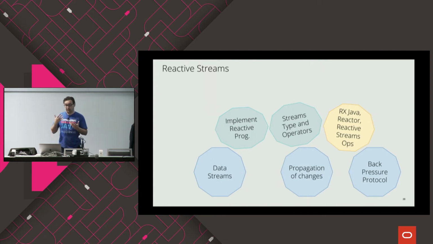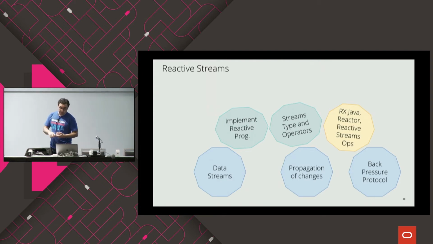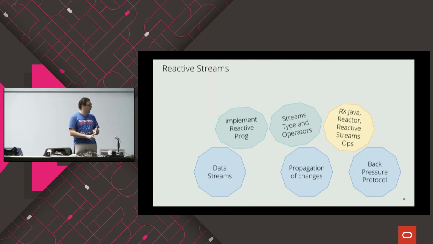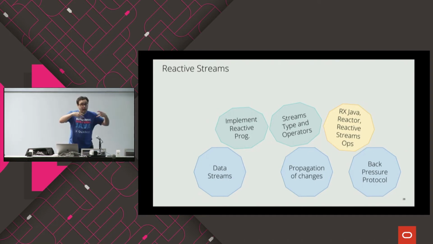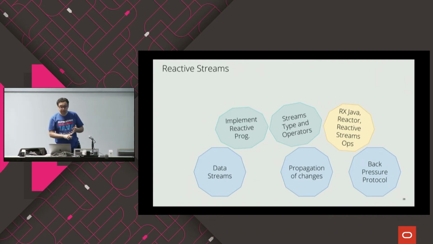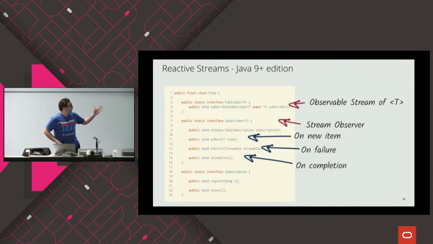And it's where we have reactive extension libraries such as RxJava, Reactor, or MicroProfile Reactive Streams Operators that implement the Reactive Streams back pressure protocol and provide stream types. They use different names depending on the library, and a set of operators, and we will be able to implement our reactive applications that way. So, did you know this, Emily?